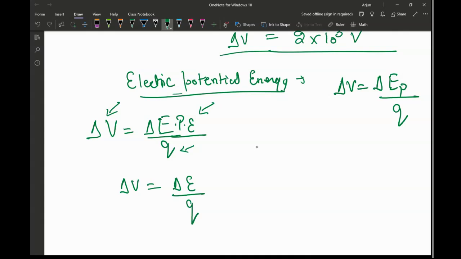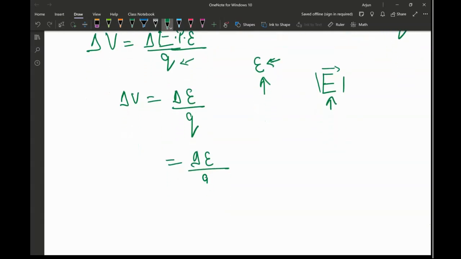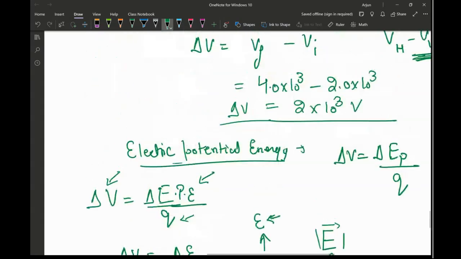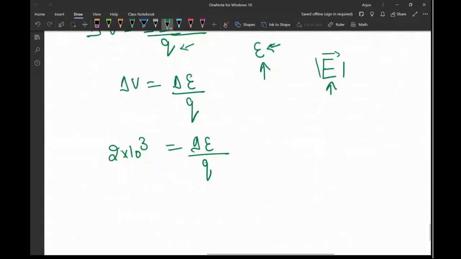Remember, when I'm talking about electric potential energy, I'm using this symbol for energy. When I'm talking about the electric field, I am using this symbol. This is electric field and this is electric potential energy. Now, if I do the math, I'm trying to find the electric potential energy. Delta E is equal to delta V times charge, and the electric potential difference is 2 times 10 raised to the power 3. So I multiply 2 times 10 raised to the power 3 by the charge to get delta E.